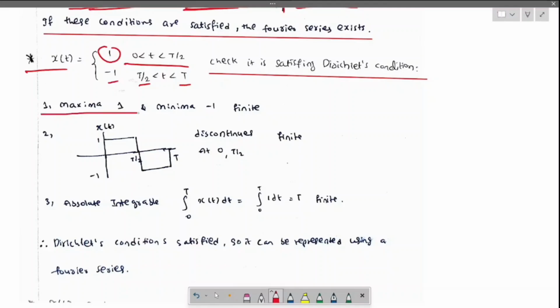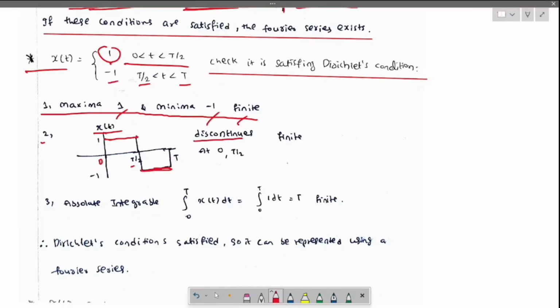First, let us go for the maxima and minima. Here the maxima is 1 and the minima is minus 1, right? So it is finite. Now let us go for the second condition. X of t, we are plotting on the y-axis, obviously, and this is the axis for time. So let us plot this. From 0 to T by 2, it is 1. From T by 2 to T, it is minus 1.